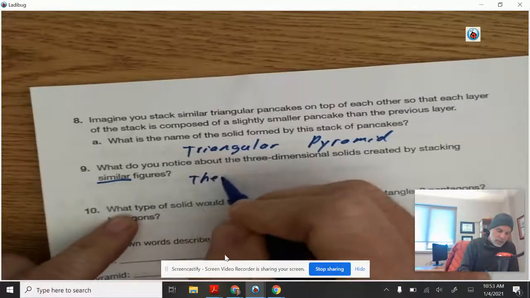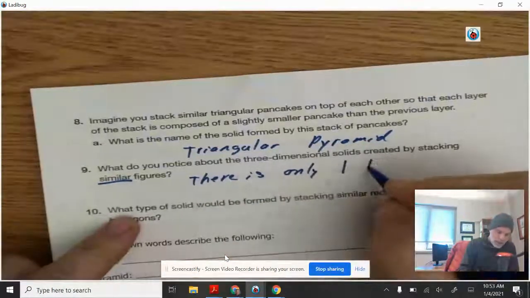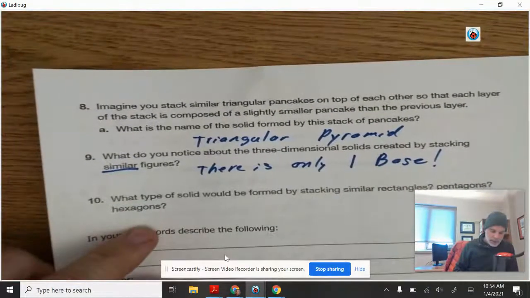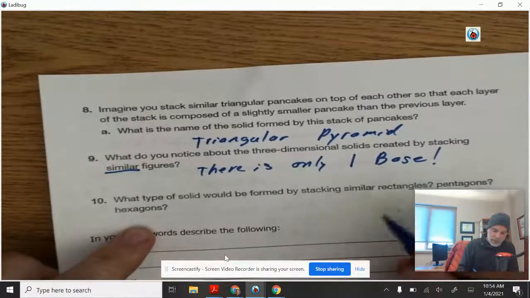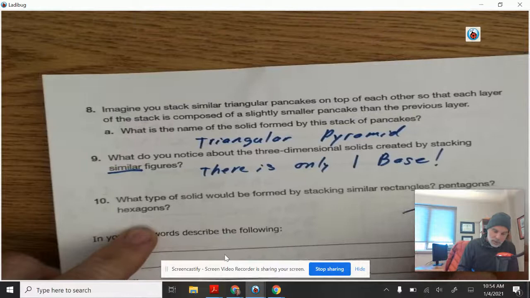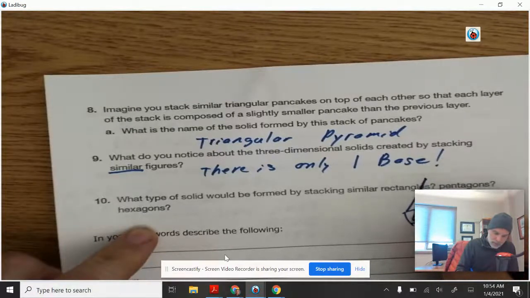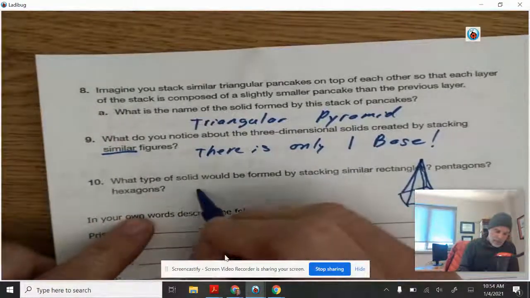What do we notice about stacking similar figures? There is only one base. These only have one base. And of course, we could even have a pentagonal pyramid. If I wanted to try and draw 1, 2, 3, 4, 5, pentagonal pyramid. Pick a point up here, connect all the lines. Something like that. What type of solid is formed? They're all pyramids.